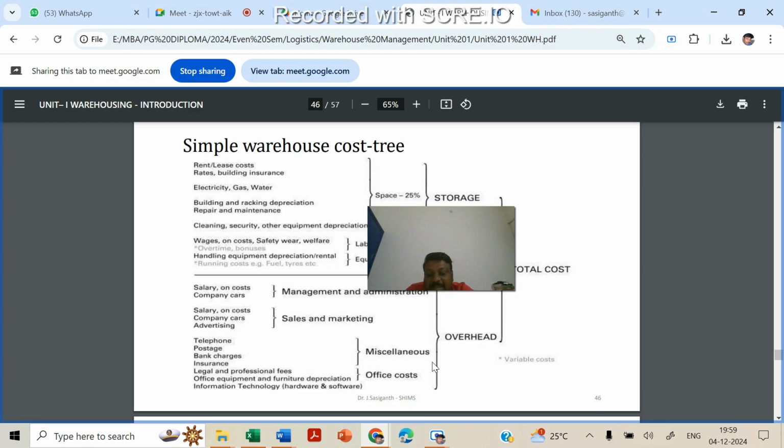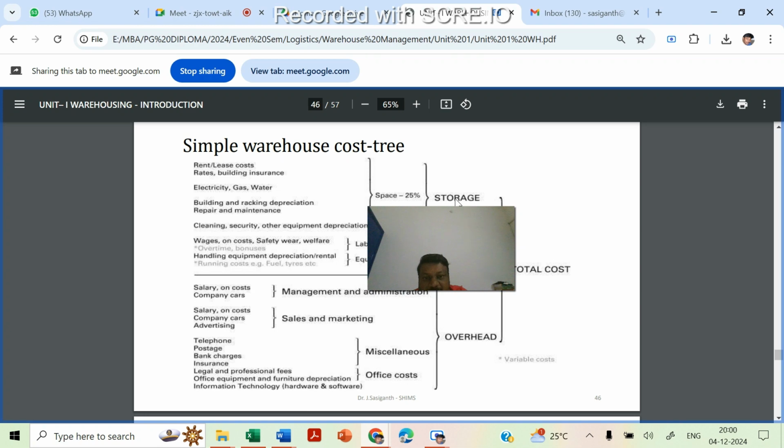So storage handling. Then next, cost on salary on cost, company cars. You go for management and administration: salary on cost, company cars, advertising, sales and marketing, telephone, postage, bank charges, insurance, legal and professional fees, office equipment, furniture, depreciation, information technology, hardware and software. Everything you go for is your miscellaneous and office cost. So totally you get your overhead. Management, administration, sales, marketing, miscellaneous, office cost, everything comes under overhead.